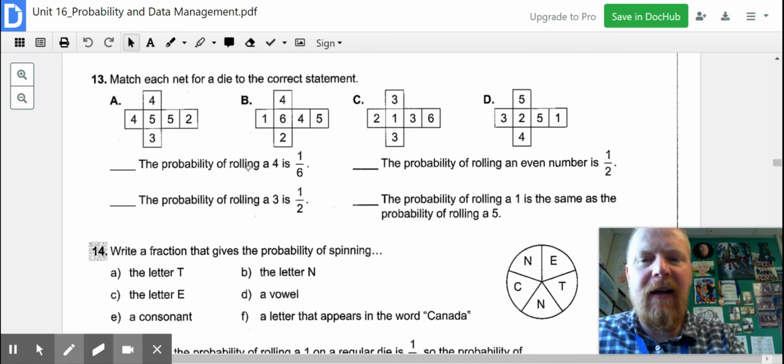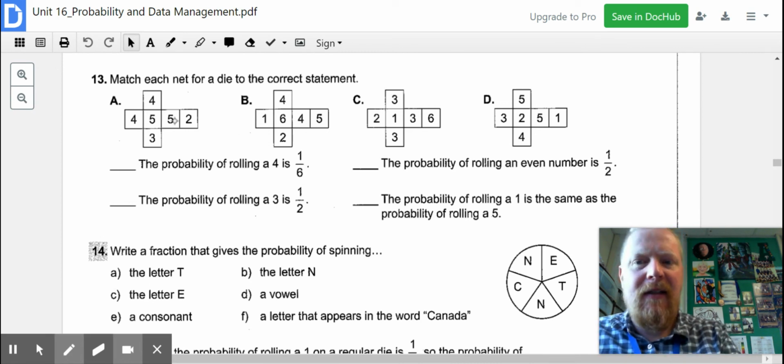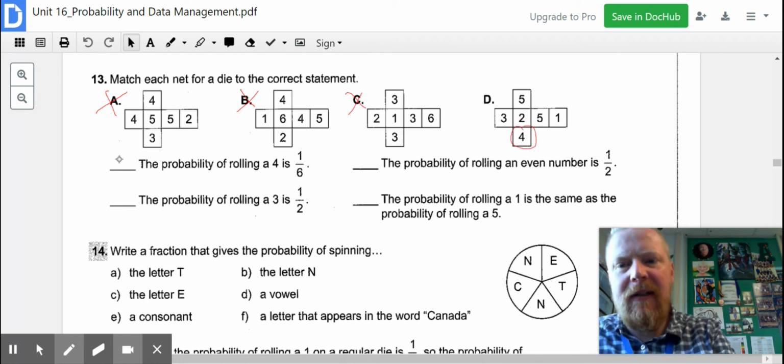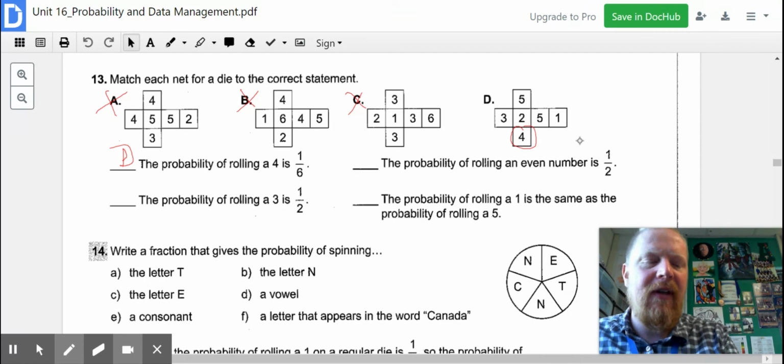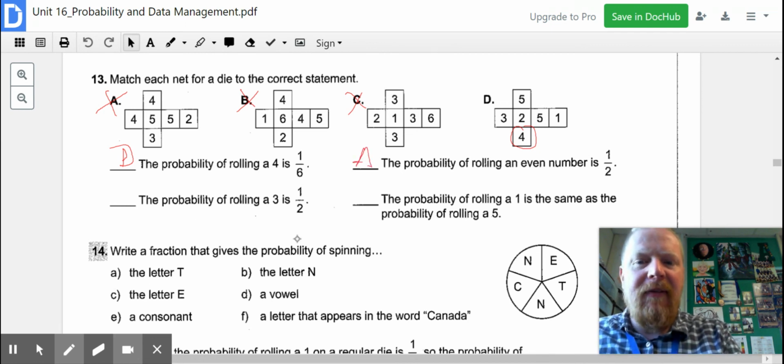The probability of rolling a 4 is 1 in 6. Well, it's not this one. Can't be A because there's 2 4s. Can't be B because there's 2 4s. Can't be C because there's no 4s. It's D. There's 1 4. So that's got to be D. Okay. The probability of rolling an even number is 1/2. So half the numbers have to be even. Oh, that's A. I'll let you do these ones on your own here.